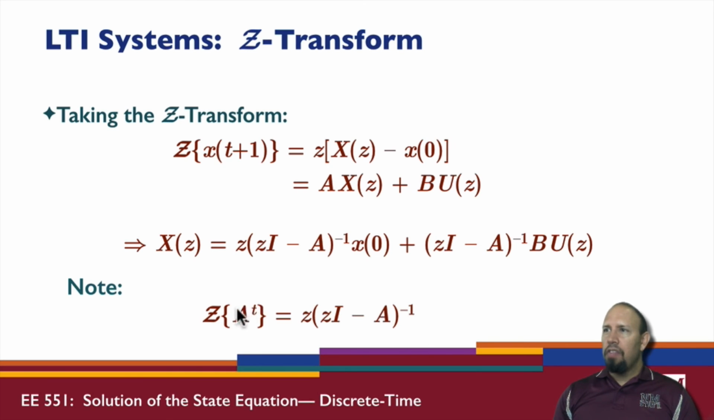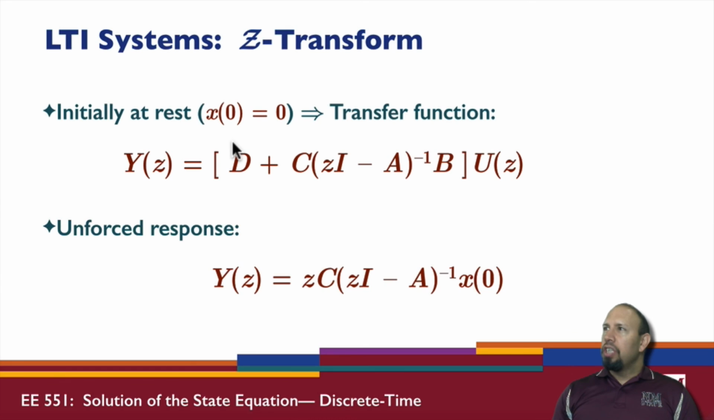The Z transform of the matrix raised to the power t is equal to this expression, Z times zI minus A quantity inverse. So this is the Z transform of that. Over here now, I have this function of Z multiplying this function of Z. And we know that when you have a product in the frequency domain, that corresponds to a convolution in the time domain. So we're actually getting the convolution, and this is where it actually pops right out. That convolution appears.